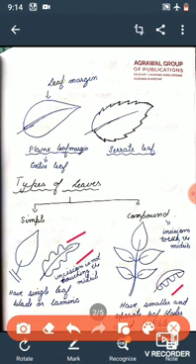Here you can see the incisions are touching the midrib, while in simple leaf the incision will never touch the midrib. Okay, so both the terms are clear. What is simple leaf and the compound leaf? Simple leaves, where in the lamina the incisions will not touch the midrib, while in compound leaf incisions will be there and it will touch the midrib, and the lamina will be divided into leaflets, small leaflets.